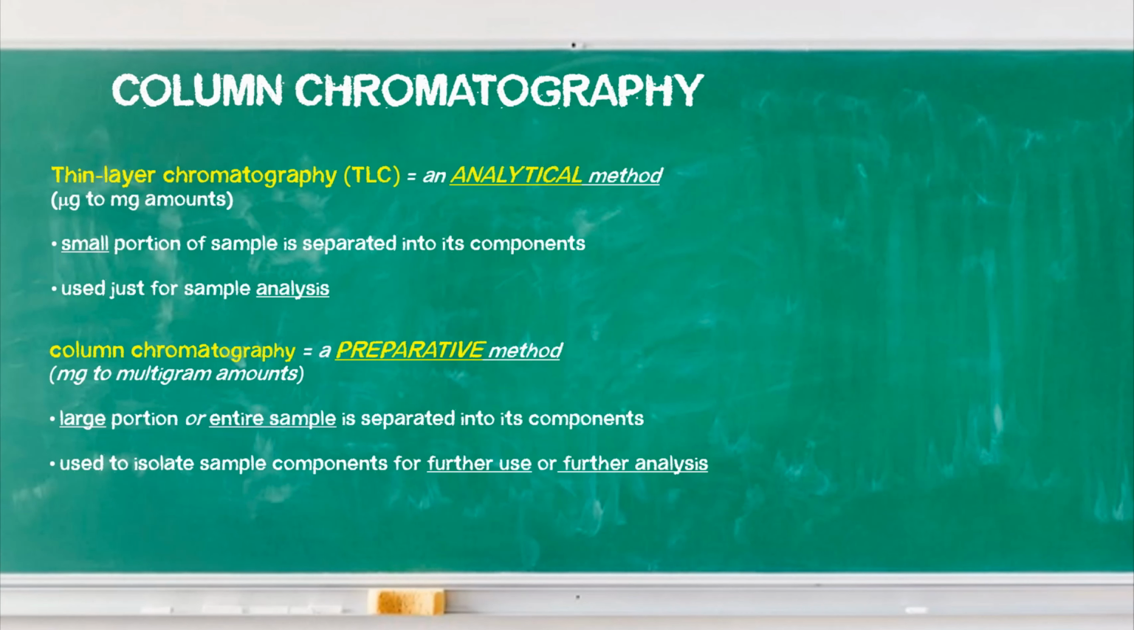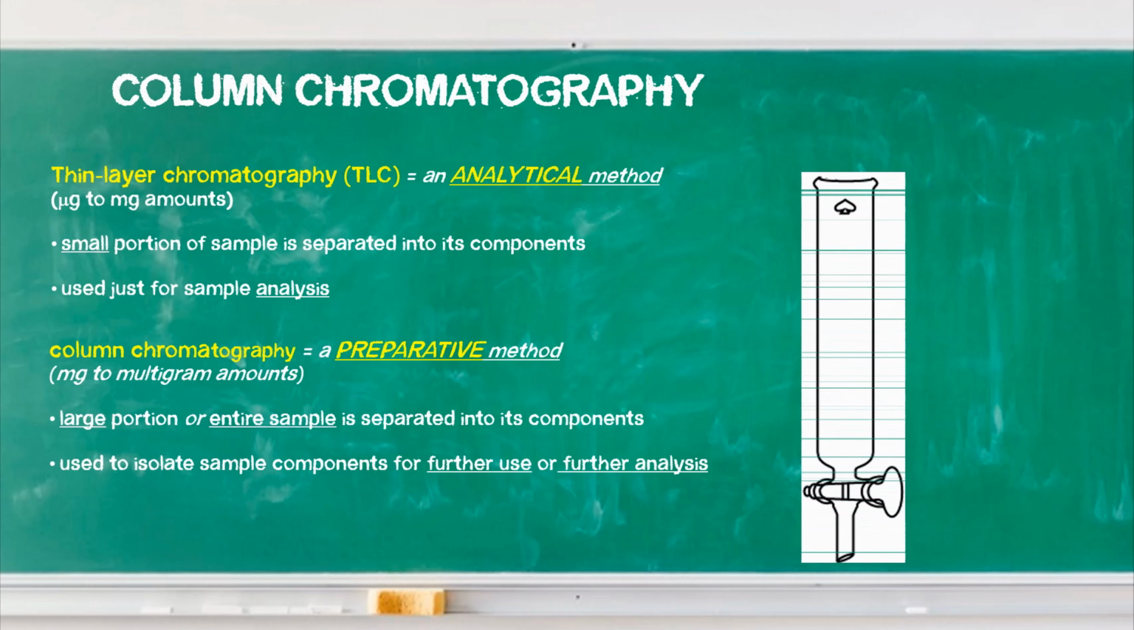Thin layer chromatography and column chromatography are the two most common chromatographic methods for the separation of mixtures of organic compounds. TLC is an analytical method, whereby a small portion of a sample is separated into its components for sample analysis only, not for separation of the entire sample. Column chromatography is a preparative method, used to separate most or all of a sample into its components for further use, as a reactant in a chemical synthesis, for example, or for further analysis of the individual components.